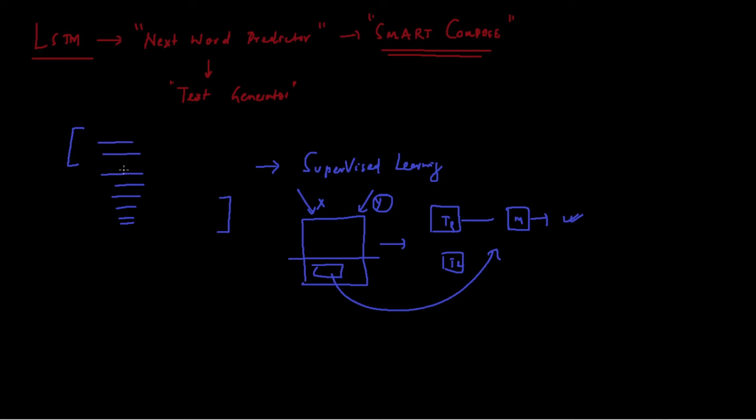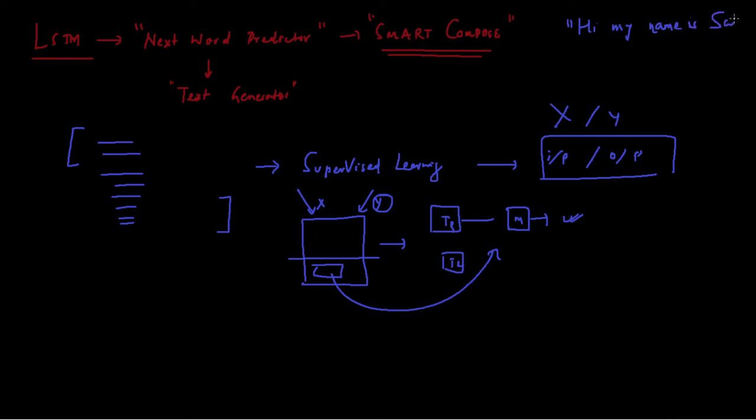Now, how do we convert this entire paragraph data into numericals? Ultimately, we need input and output, in the format of X and Y variables. Let me take an example. Hi, my name is Sat. I can write my full name, Satyajit, but I just wrote Sat. Now another sentence: I live in Hong Kong. These are my two sentences.